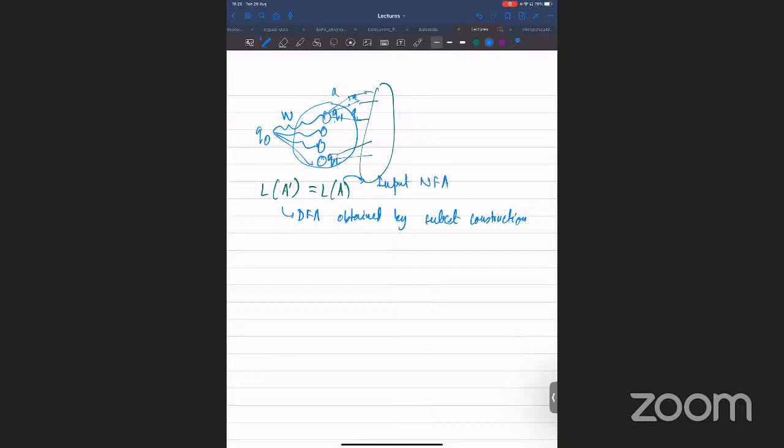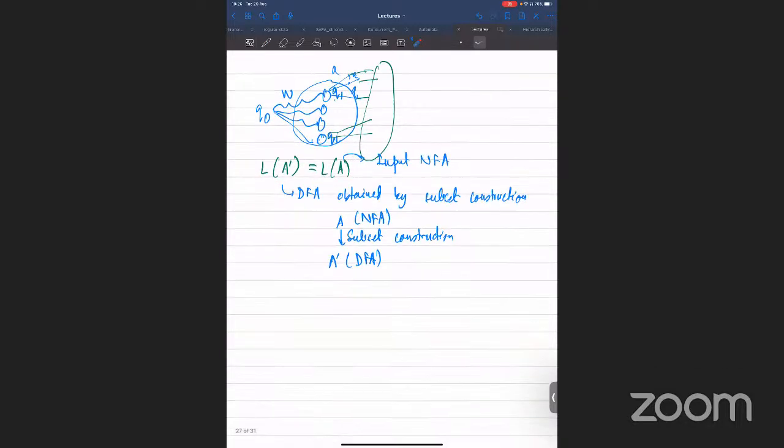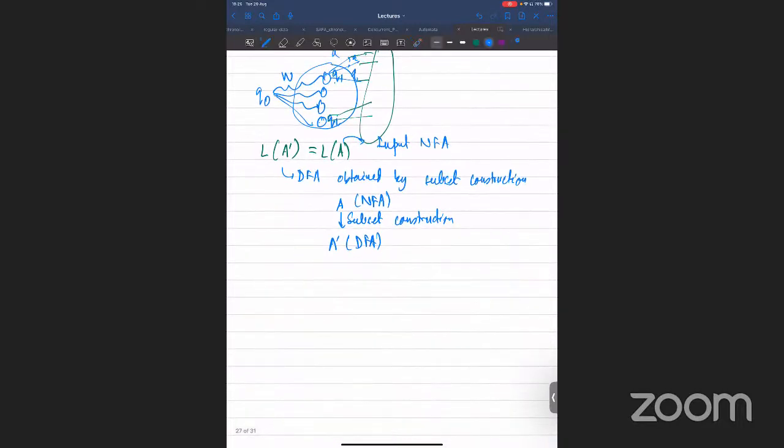So what are we saying? Given any input NFA A, you apply the subset construction and you get A prime, which is the DFA, and we want to prove that indeed the languages accepted by these two are the same, right? So the question is, how do you prove this? So what is the basic lemma we would like to show, Bikhan?